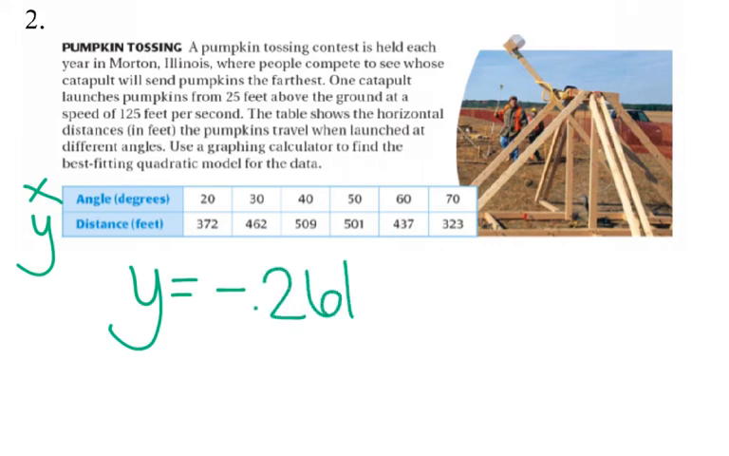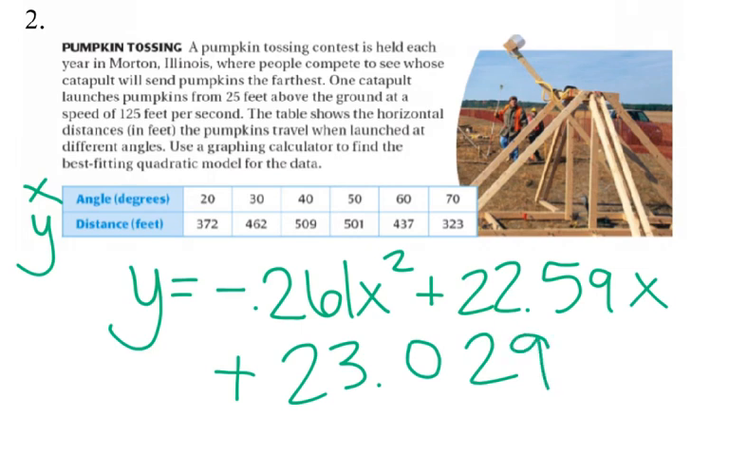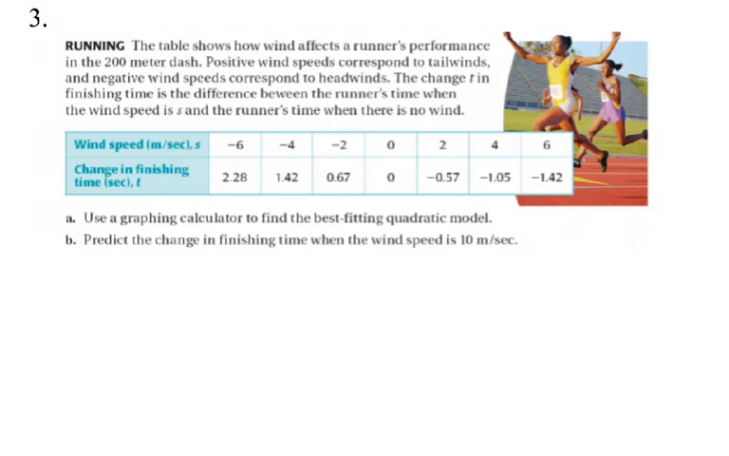So negative 0.261x squared plus 22.591x, and I just ran out of room, sorry, plus 23.029. Okay, so hopefully you got the same thing, or at least close to it. If not, you can email me how to do this if it's not making sense. And then here's the last one we're going to do.